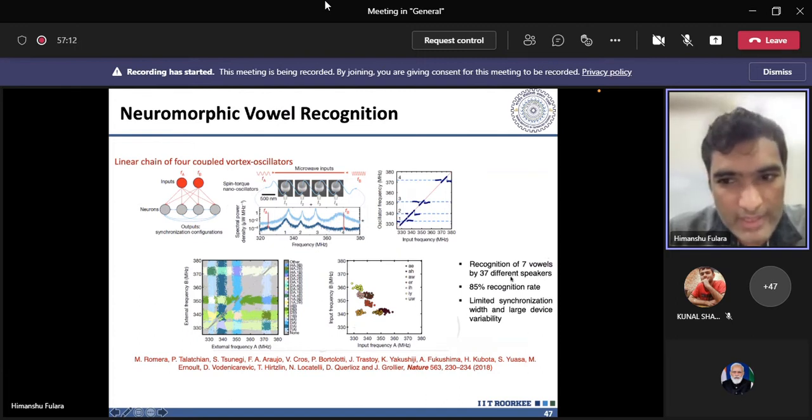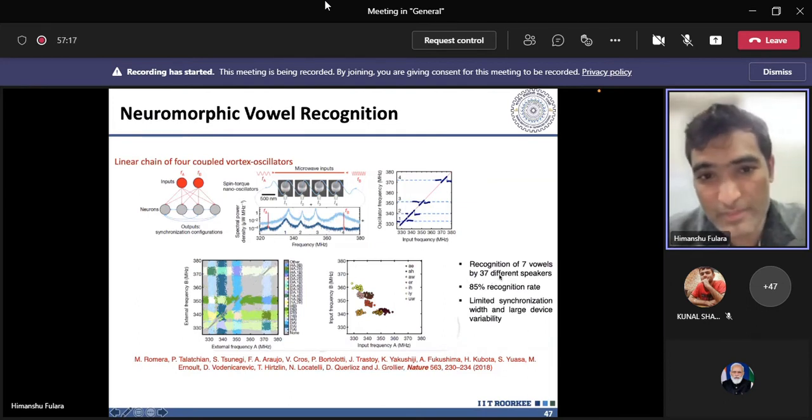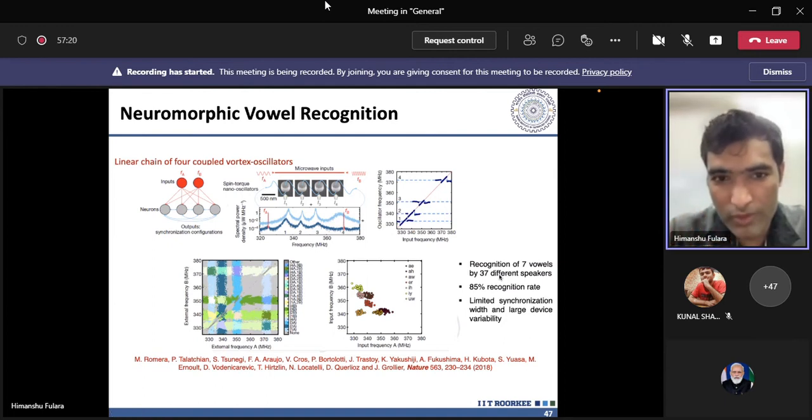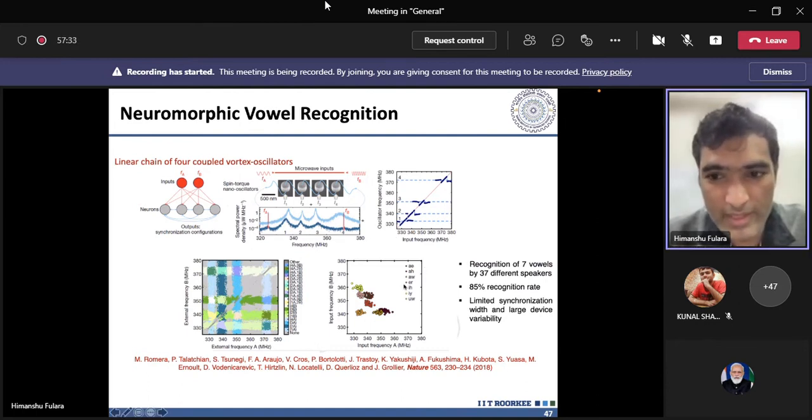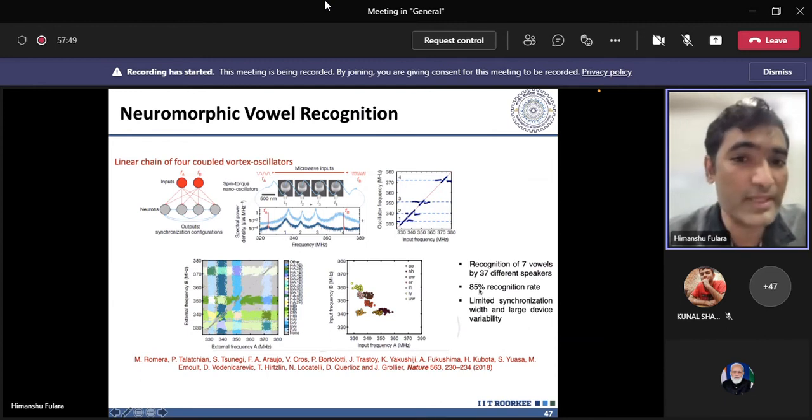In order to test this hardware, they used 37 different speakers, because your voice and my voice can be different. So this hardware has to recognize all possible spoken vowels. That's how your brain actually does it. That was their outcome: they were able to recognize 7 vowels spoken by 37 different speakers, not with a 100% recognition rate, but with a very high recognition rate, which is 85%.